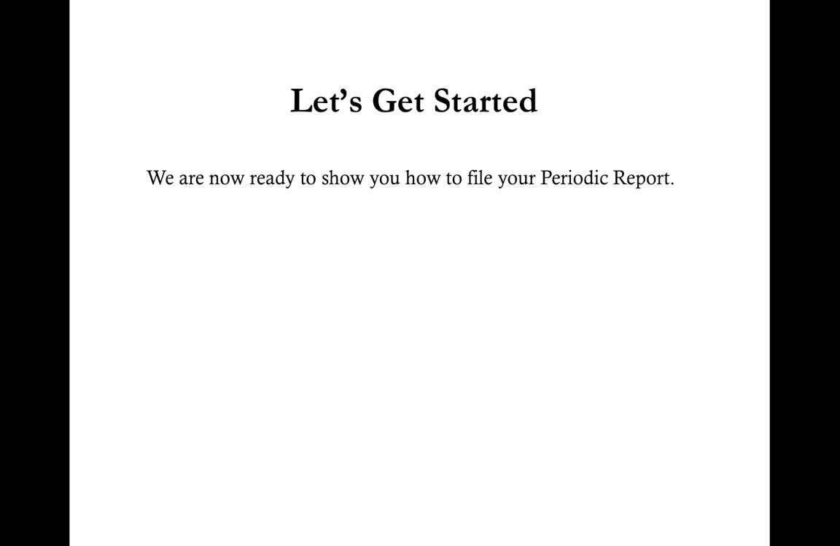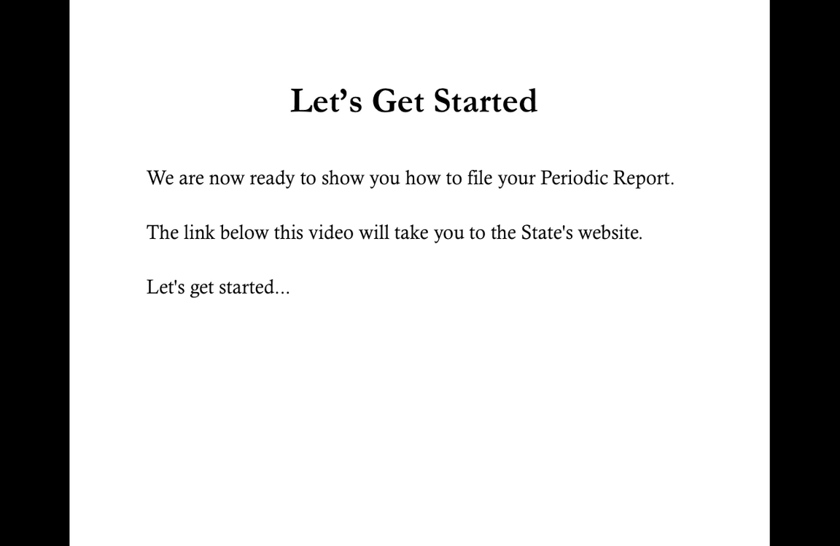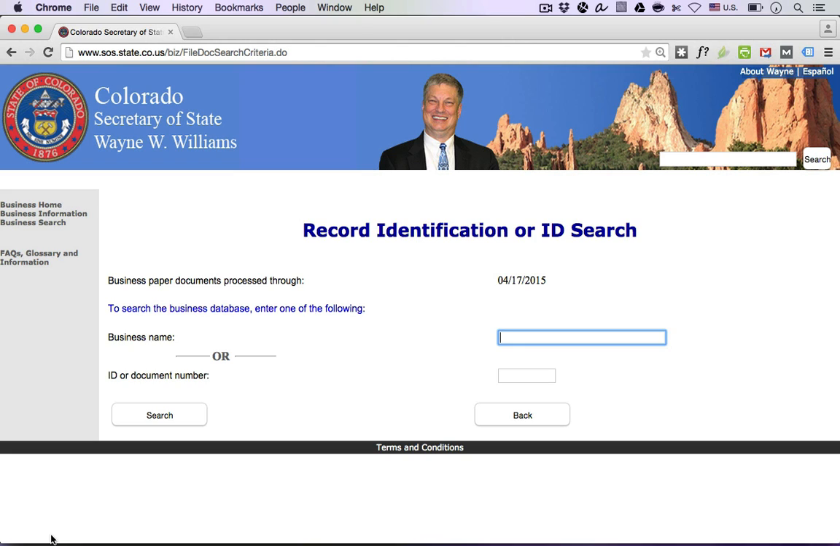We are now ready to show you how to file your periodic report. The link below this video will take you to the state's website. Let's get started. Here we are at the state's website under the record identification or ID search. To the right of the business name field, you're going to enter the first few words of your LLC. You do not need to include the designator LLC or L.L.C. since we're just doing a search.